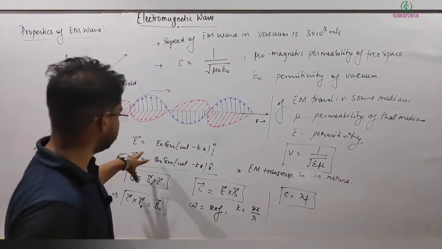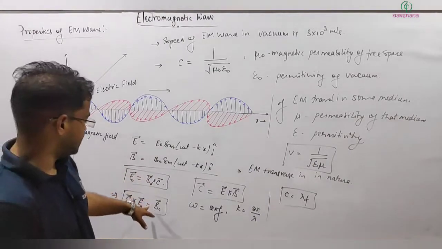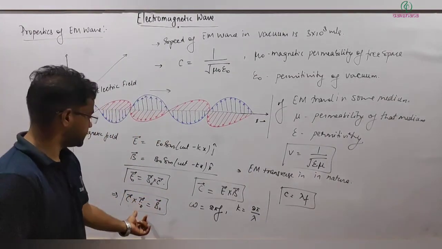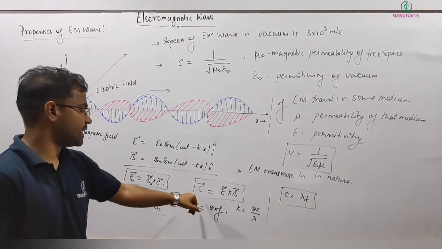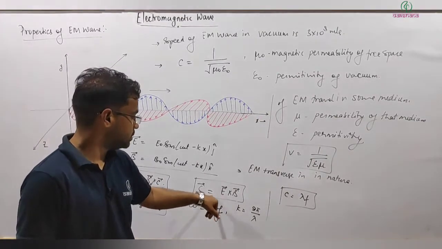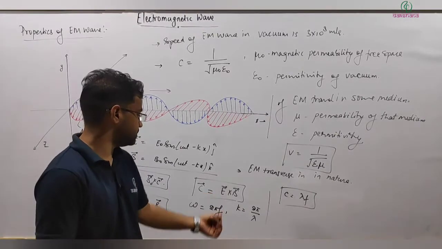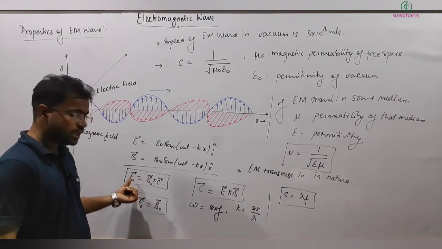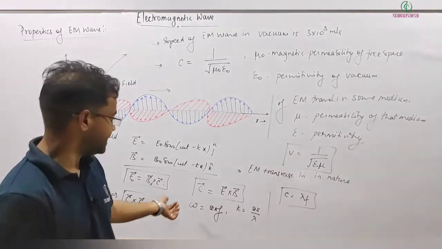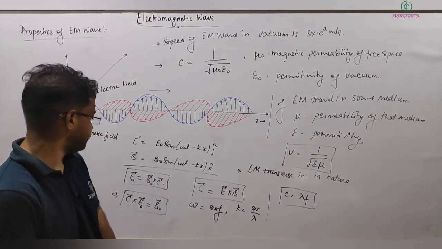These are a few things you must remember. This relation is straightforward and used a lot, so just remember this. In terms of magnitude you can write C equal to E by B, and magnitude wise B naught is equal to E naught by C, so that you can use in terms of magnitude.